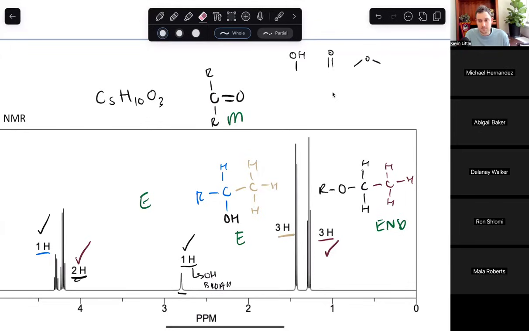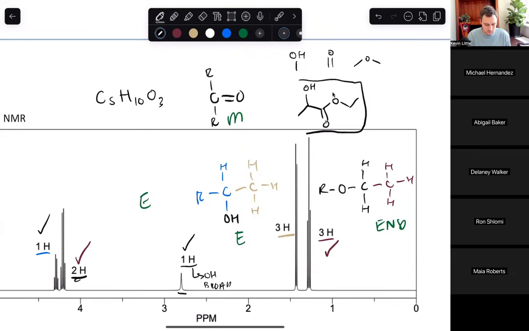As I build my chunks bigger, I remove them so I don't double count them. Now I only have two end pieces and one middle piece. So there's only one place to put this carbonyl, and it's between these two pieces. CH3CH with an OH off of it, then a carbonyl, an oxygen, and an ethyl. This would be my final product.